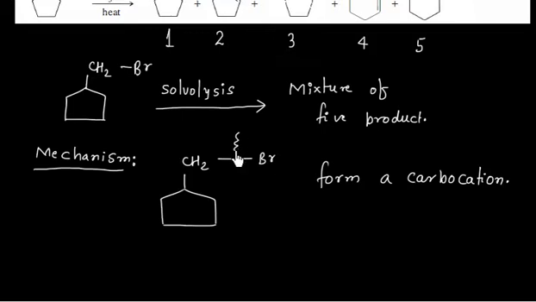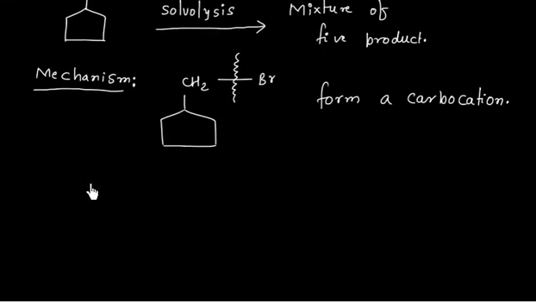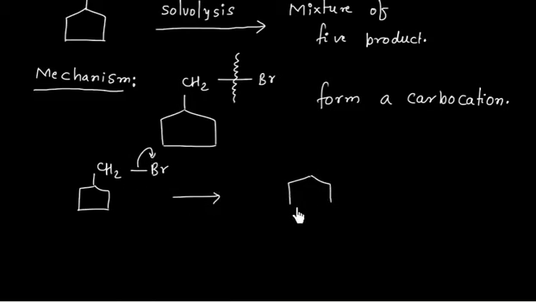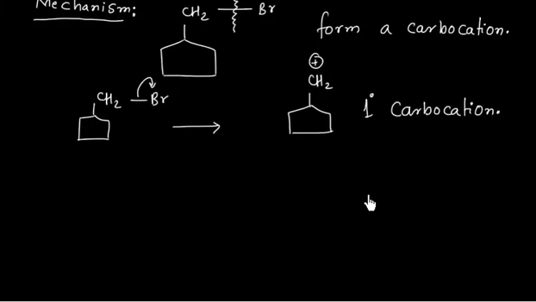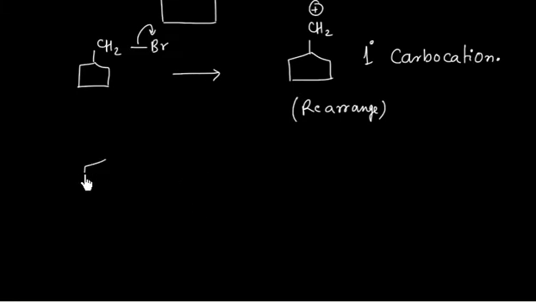And this can be done if I break this bond. So there will be heterolytic cleavage, and we will get a primary carbocation, that is a 1 degree carbocation. Now a 1 degree carbocation is very less stable, so it will rearrange. Now there are 2 ways to rearrange.